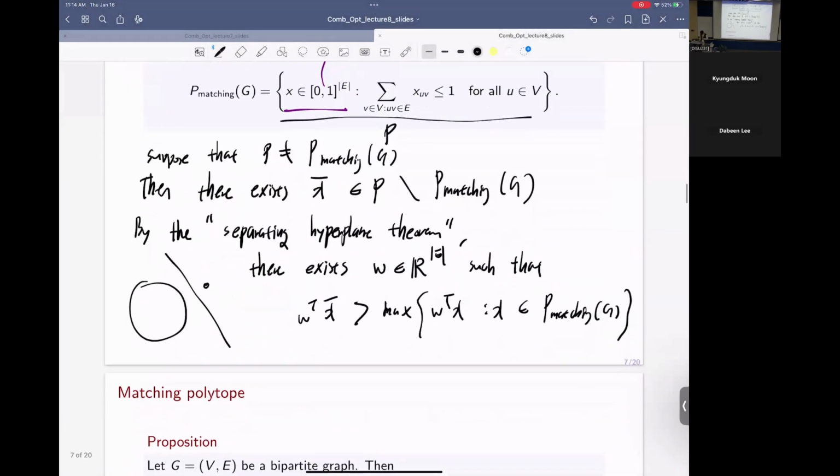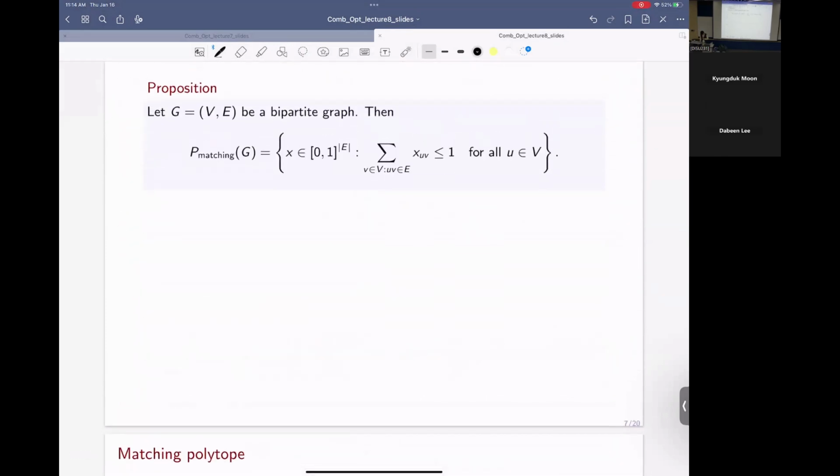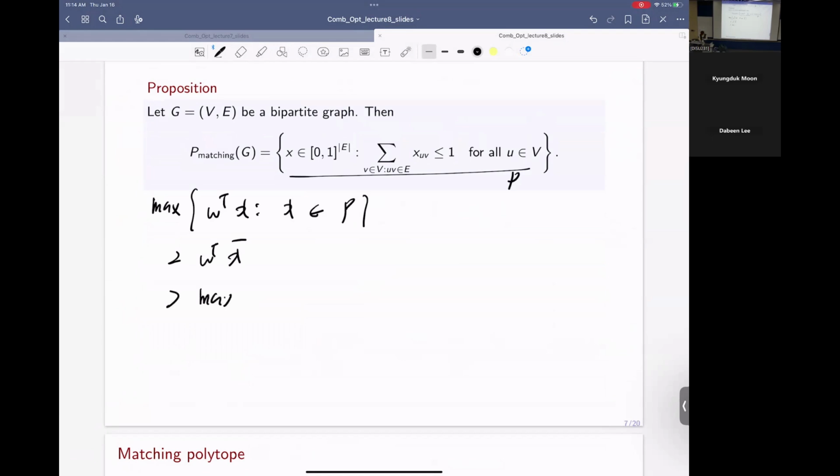But we proved that the max of w transpose x such that x belongs to P is at least w transpose x bar, just because x bar belongs to this set P. And we proved that this is greater than the max of w transpose x where x belongs to the matching polytope. This is what we argued.